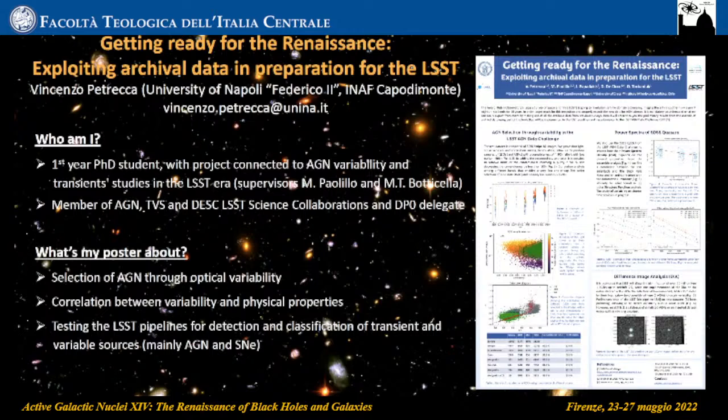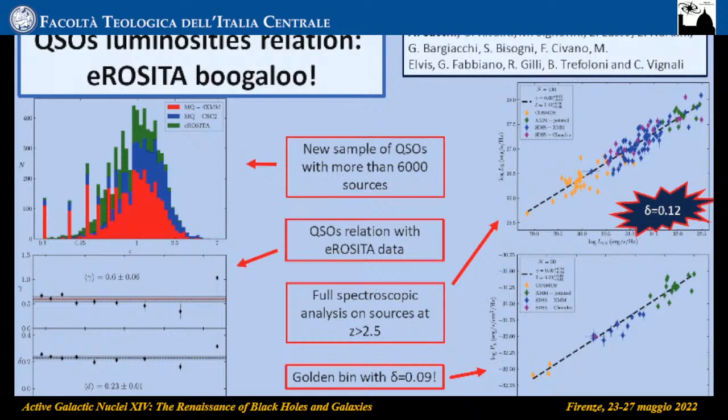In particular, in the first part, I explained the selection of AGN through optical variability, where we found that the correlation between different bands in the light curve could be a powerful ally to select sources through variability. In the second part, there is an ongoing work on the correlation between the variability amplitude and the physical properties of the sources. While in the last part, last but not least, we have preliminary testing of the LSST pipeline for the difference image analysis, which is a technique consisting of subtracting from all the images an older template image in order to see if there is something which is varying in the center of the galaxy. And results are very promising for weak AGN. Thank you for the attention.